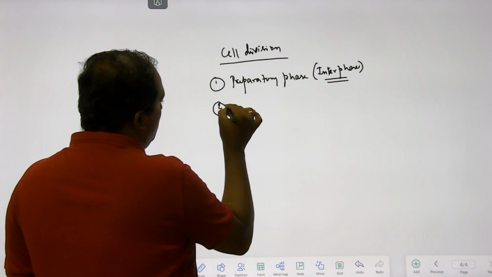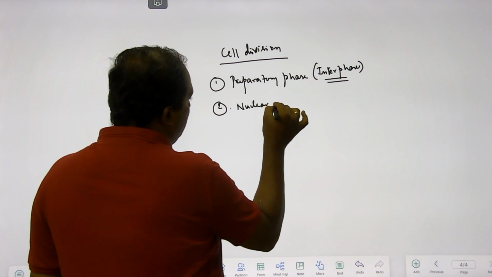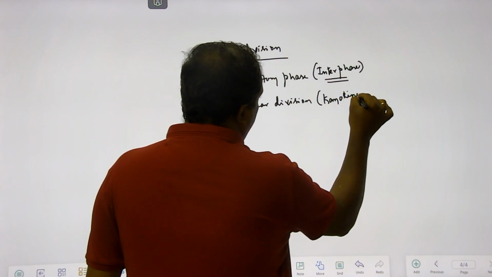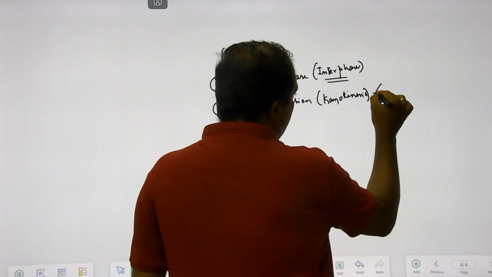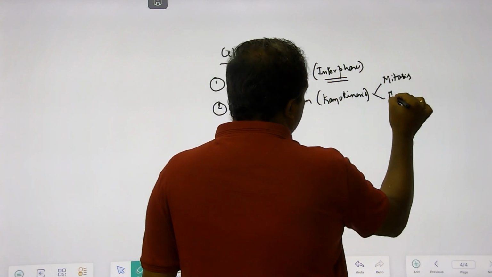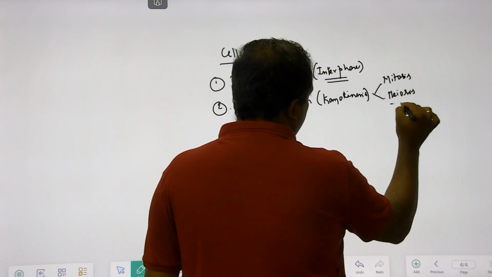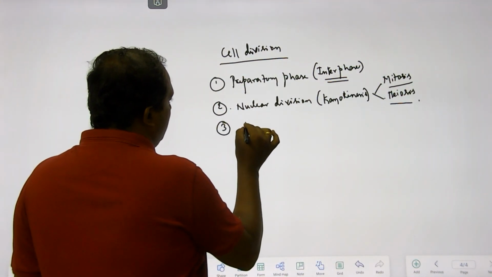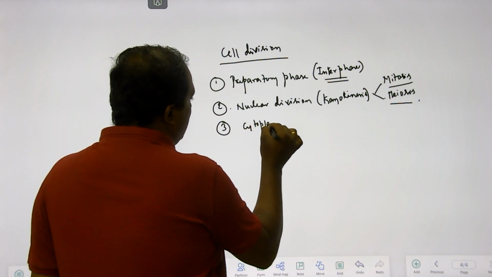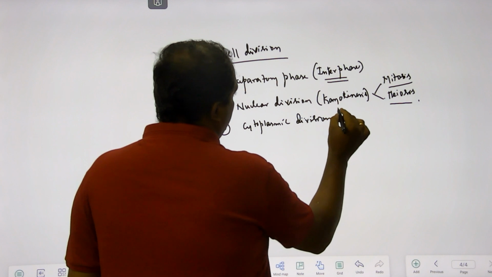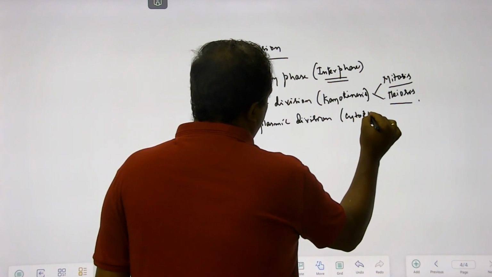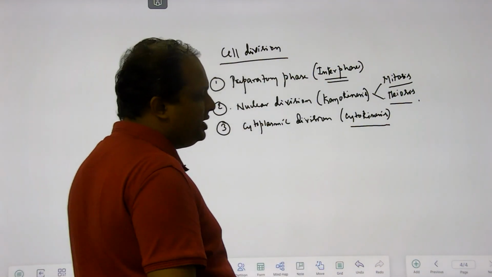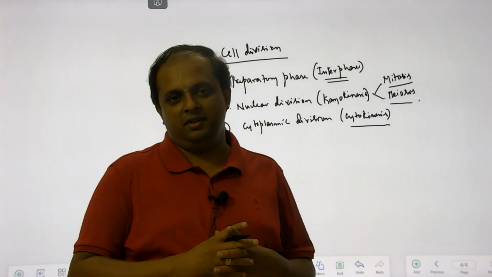The second phase is the nuclear division, which is otherwise called karyokinesis, which can be either through mitosis or through meiosis, either mitosis or meiosis, not both. And the third one is the cytoplasmic division, which is called cytokinesis. So these are the three major steps in cell division. Hope you get this point.